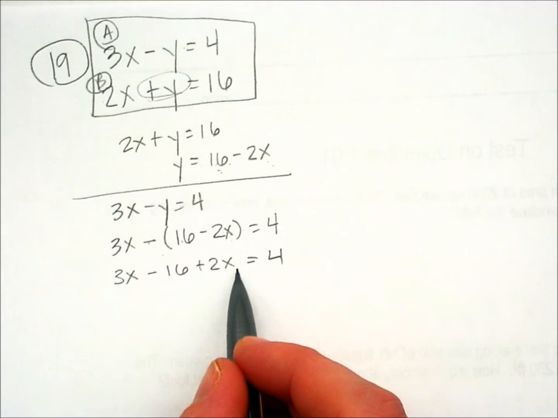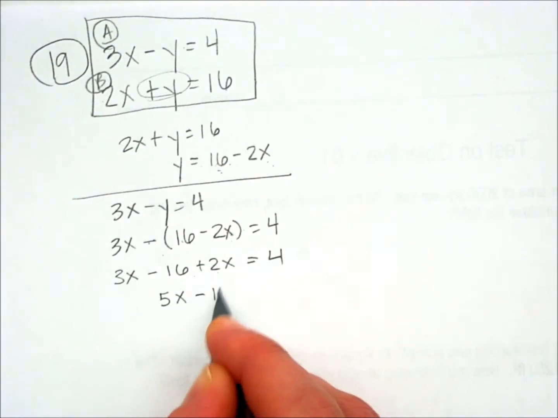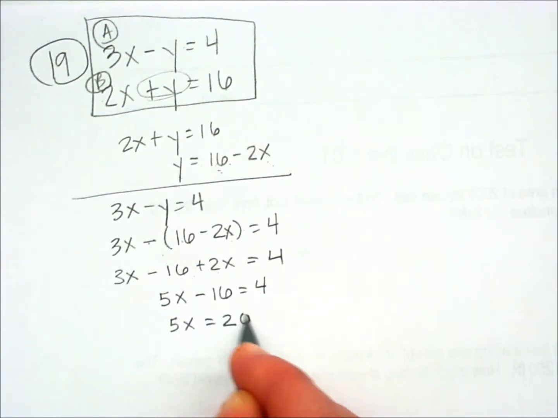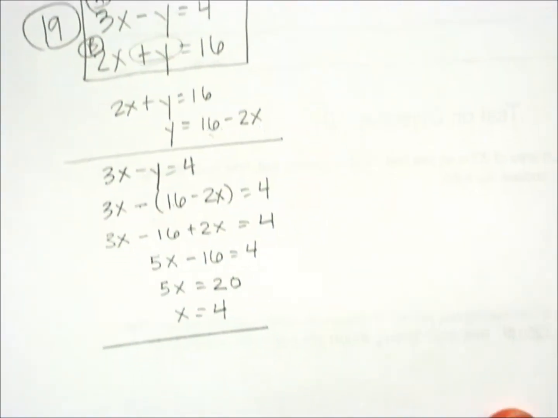Get your like terms together. 3x plus 2x is 5x. Add 16 on both sides. And then divide by 5. So now x is equal to 4.